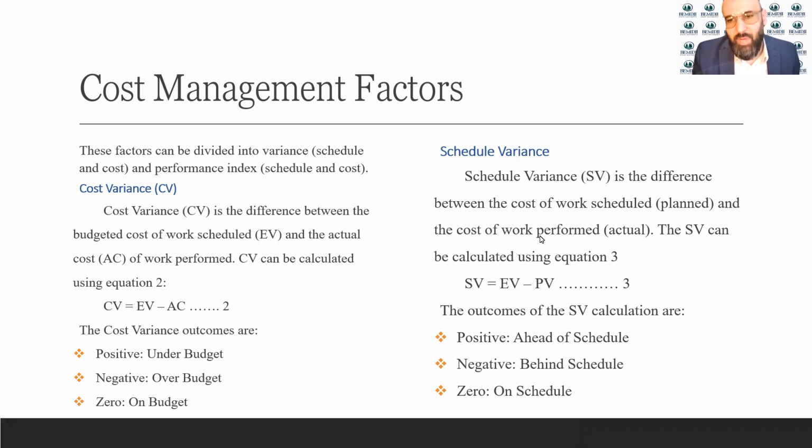Moving into the schedule variance, that's another term that we will be using to monitor and control any project. The schedule variance is the difference between the cost of the work scheduled, the plan, and the cost of work performed, the actual. The schedule variance can be calculated by the following equation. SV is equal to EV, the earned value, minus the planned value. And remember, the planned value is based on the schedule. The earned value is based on the percentage of completion in the project.